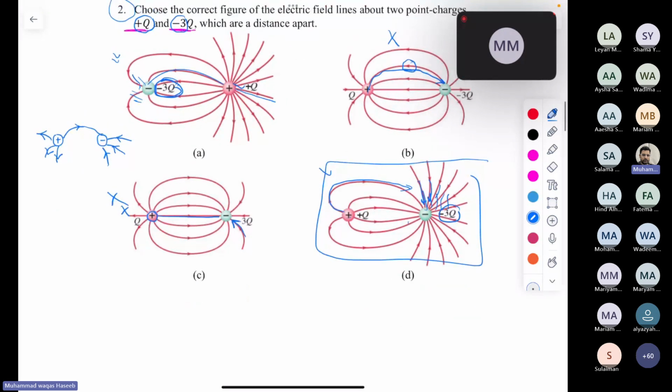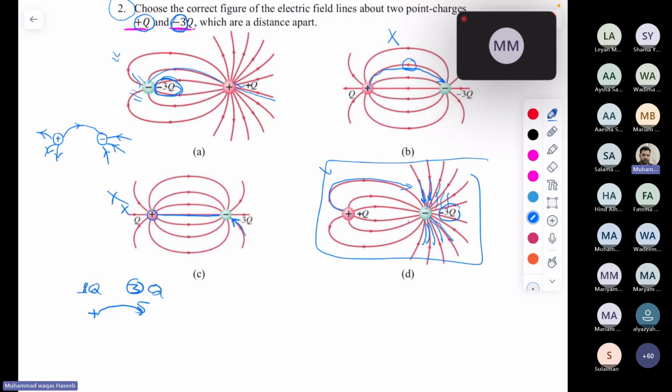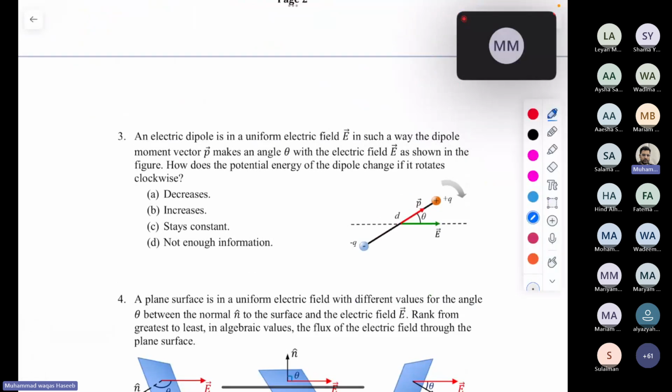So you need to identify the magnitude of the charge and in what direction it is going. The field lines always go from positive to negative. If you have 5q, you have more lines. If you have 1q, you have fewer lines. So you have to identify the magnitude and in which direction it's going to predict these kinds of questions. This is a field line question. Now let's move to the next question.